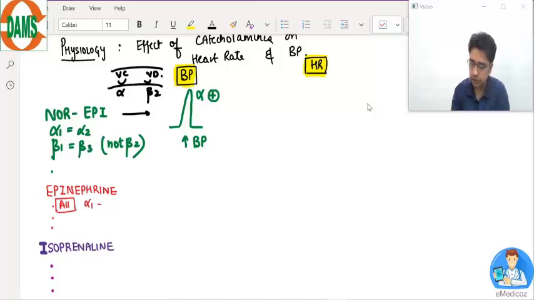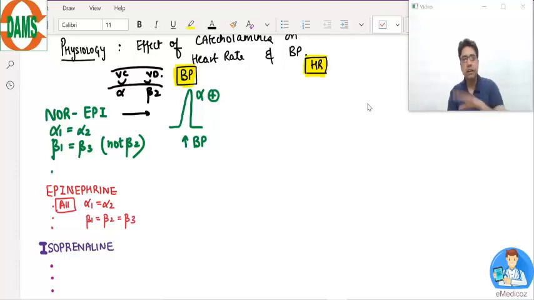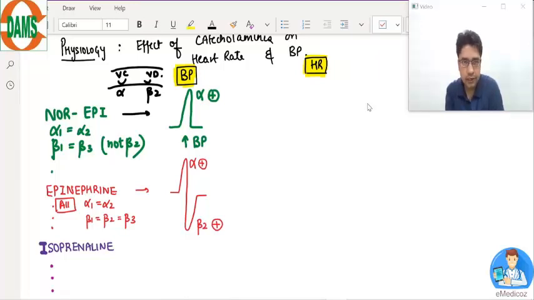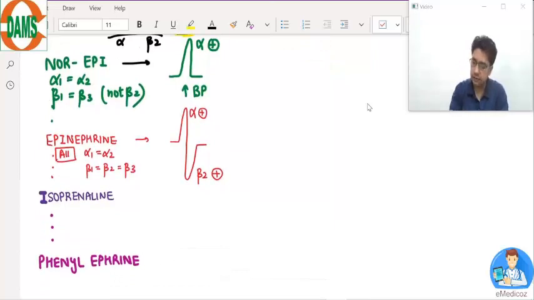Epinephrine acts on all receptors: alpha 1, alpha 2, beta 1, beta 2 and beta 3. Can you tell me what will happen to BP? Do you agree with this point? Vasodilatation will reduce BP. Vasoconstriction will increase BP. Absolutely fine.